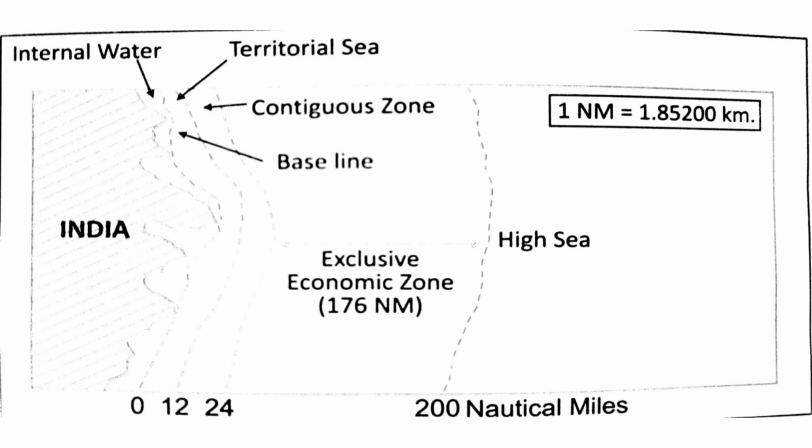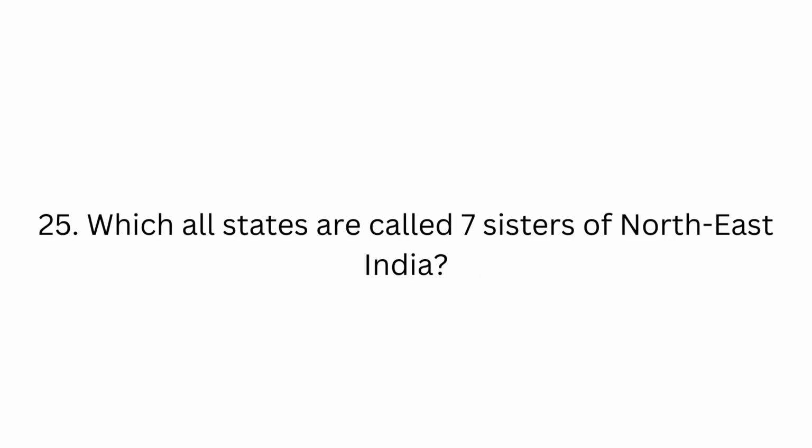And then from 12 to 24 nautical miles we say it is the contiguous zone. And thereafter from 24 to 200 nautical miles, meaning a distance of 176 nautical miles, which we call the exclusive economic zone. So this is the water body of India, and a lot of questions are asked according to the spaces or what we call a zone. They will ask what is the zone called between 12 to 24 nautical miles. So that is a contiguous zone.